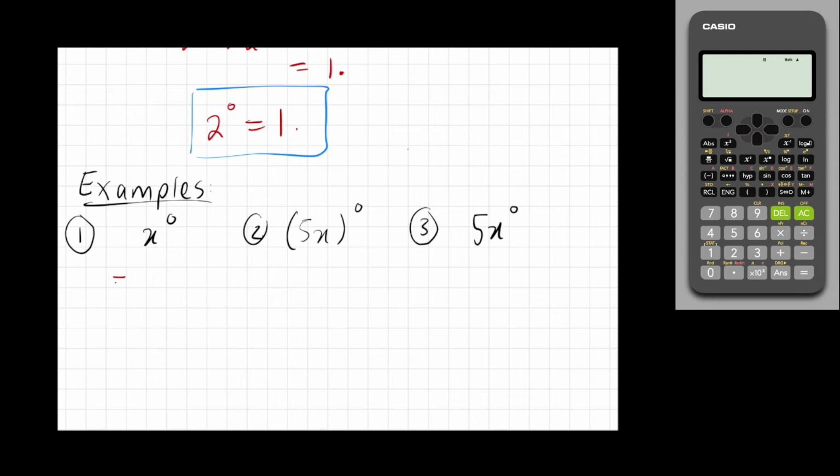X to the power of 0. Well, what's x to the power of 0 equal to? We just worked this out. Anything to the power of 0 is going to be equal to 1, okay, regardless of what the base is. Okay, and that's actually going to help us with the second one.